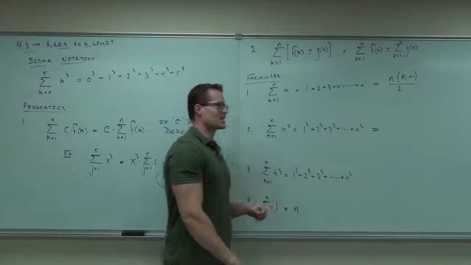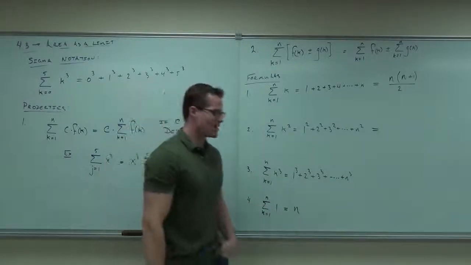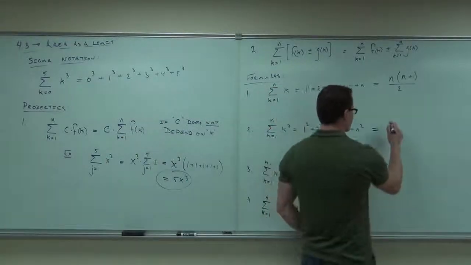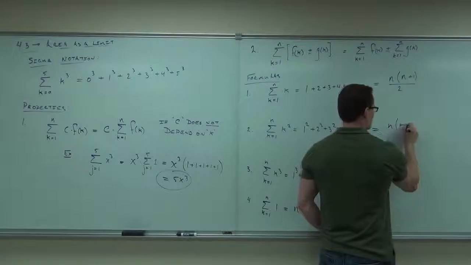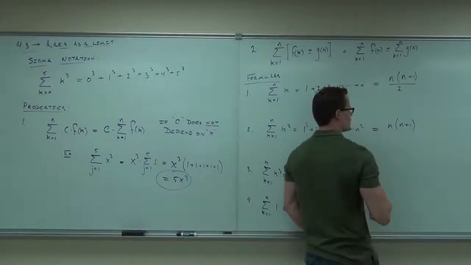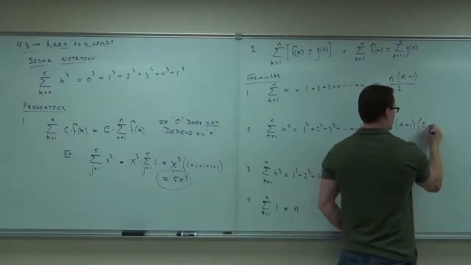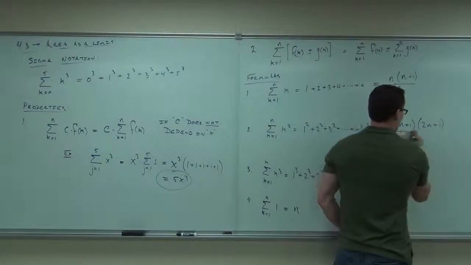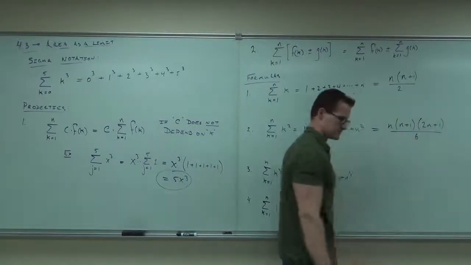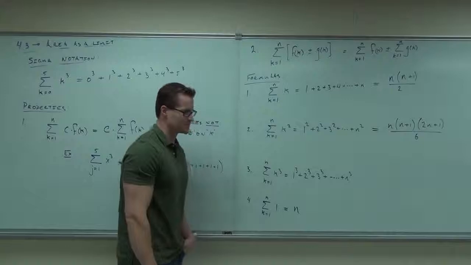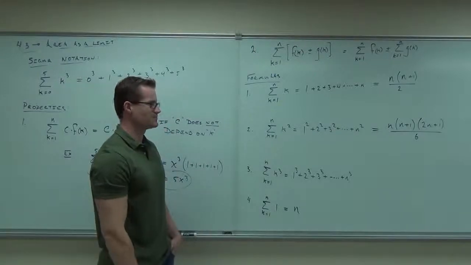Okay, the second one's a little bit more advanced. The second one says, what you're going to do is take n times n plus 1 times 2n plus 1 and divide by 6. And that'll do it. The kid also came up with that.